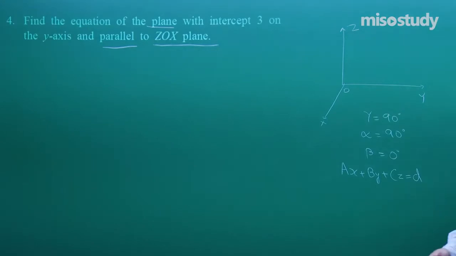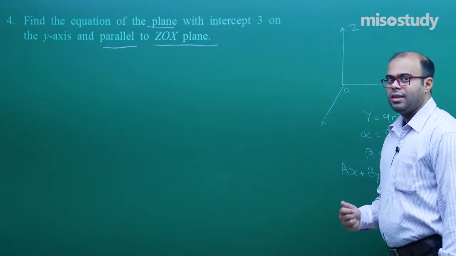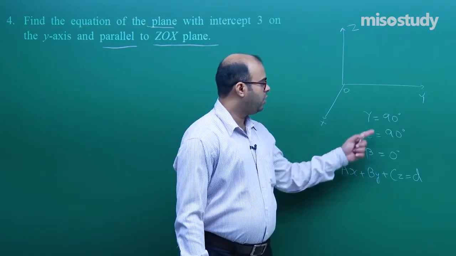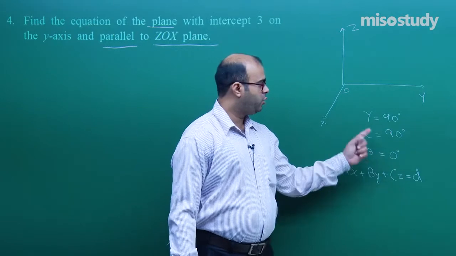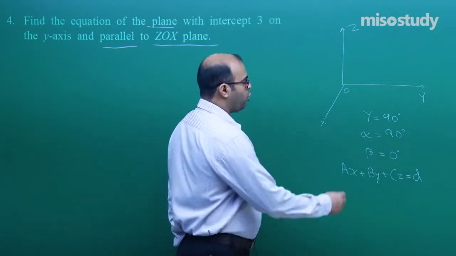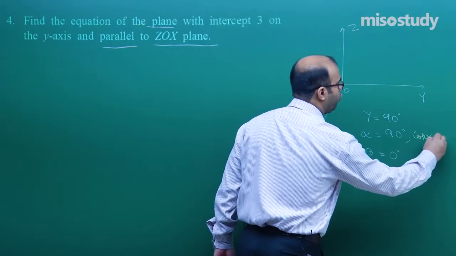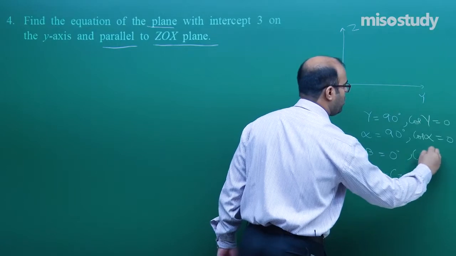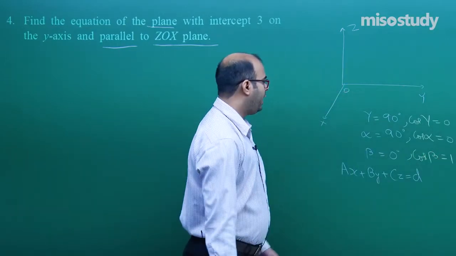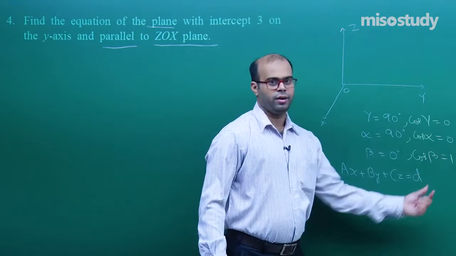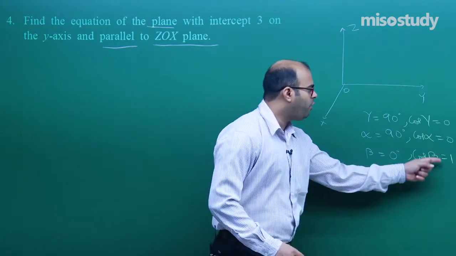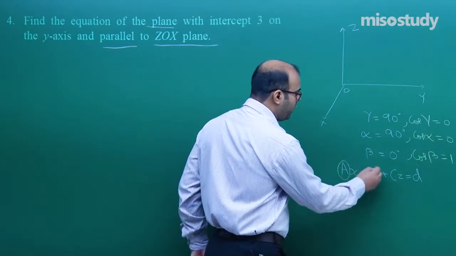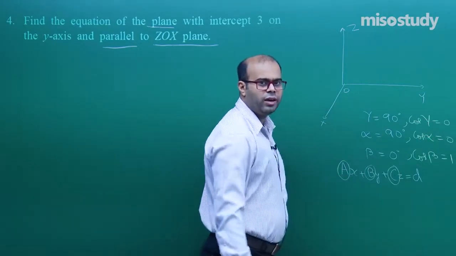So, students, after noting this down, you can understand that this angle is actually alpha 90 degree, beta 0 degree, and gamma 90 degree. So, cos alpha will be 0, cos gamma will be 0, and cos beta will be 1. So, the direction cosines alpha, beta, gamma are 0, 1, 0. So, these are actually the direction ratios of the normal to the required plane.